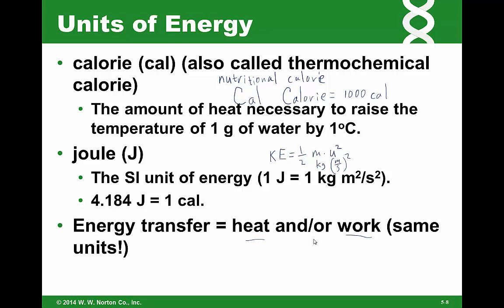So I use this analogy that energy transfer is analogous to a check when you're transferring money. A check is a way of transferring money into or out of your account. Now, checks have units of dollars, but in fact they are not real money. It's not legal tender. It's not an actual dollar. In the same way, heat and work transfer an amount of energy, so they have the same units of energy, joules or calories, but they are ways of transferring energy between the system and the surroundings.